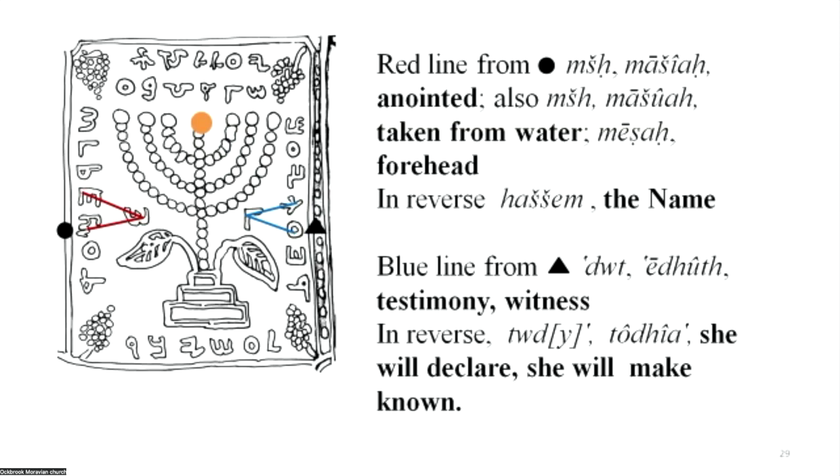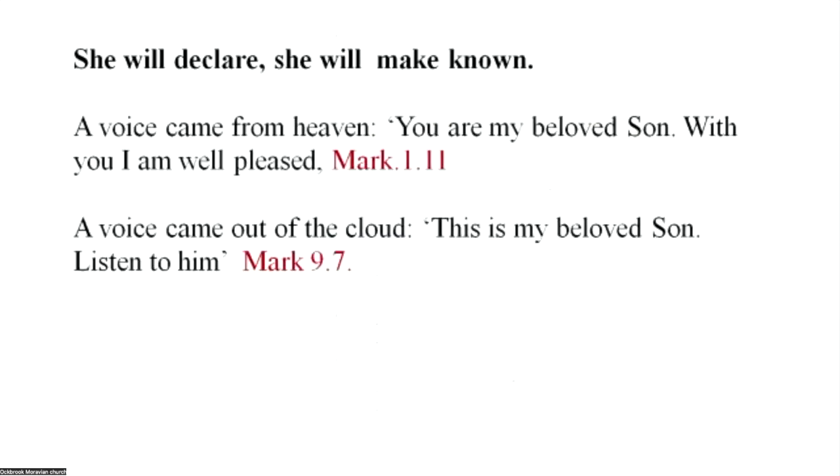Now, the blue cluster, starting from the triangle, we have the witness, the testimony. In reverse, you have she will declare, it's the feminine form, or she will make known. She's going to reveal something to the one who is anointed. Just working around those clusters of 3 letters. And if you include in each case the 4th one that's just above each of those, then you get a vast area opening up. She will declare, she will make known.